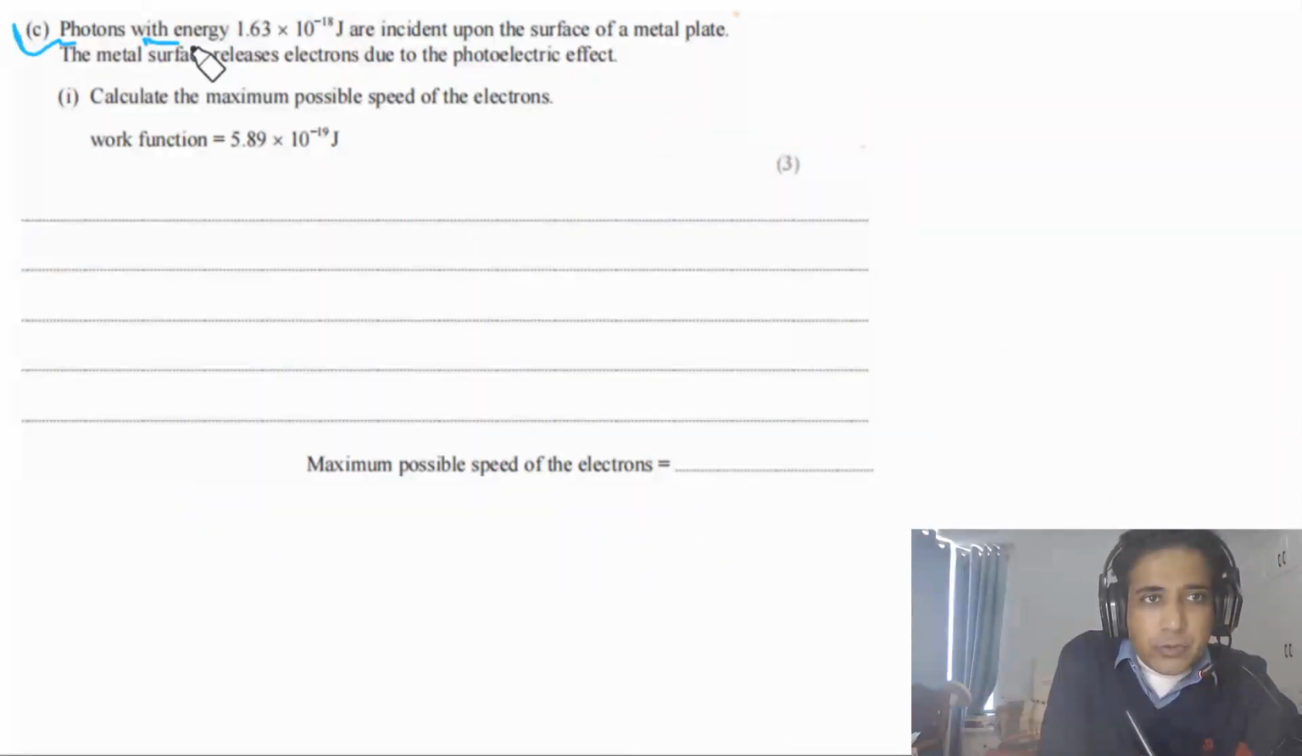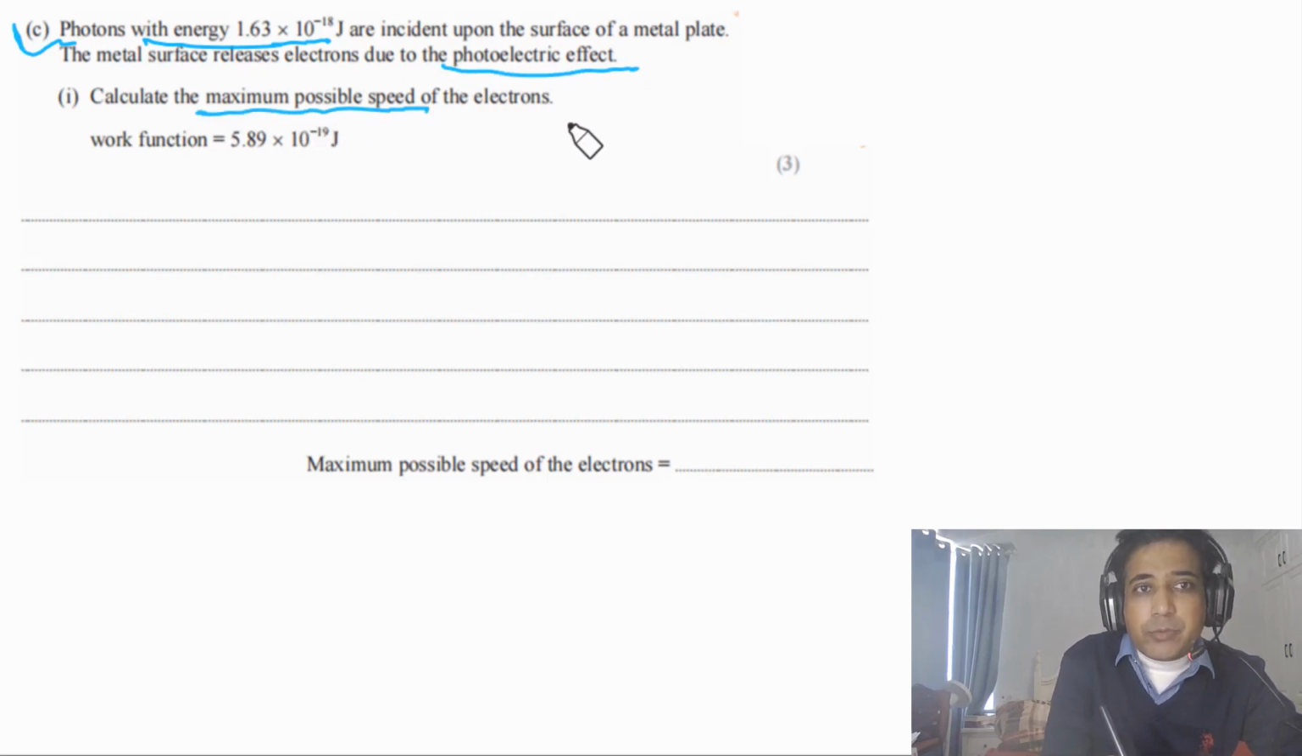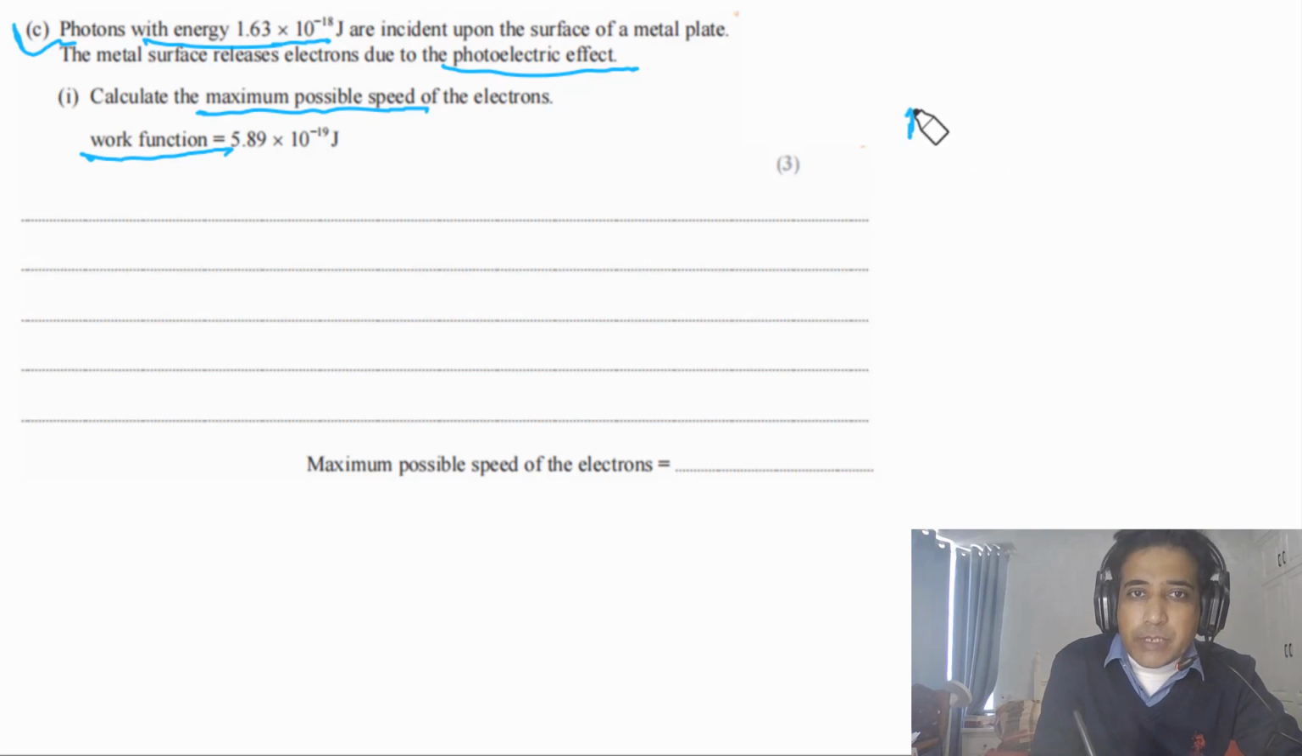Part C says photons with energy 1.63 times 10 to the minus 18 joules are incident upon the surface of a metal plate. The metal surface releases electrons due to the photoelectric effect. Calculate the maximum possible speed of the electrons, and the work function of the metal is given to us.